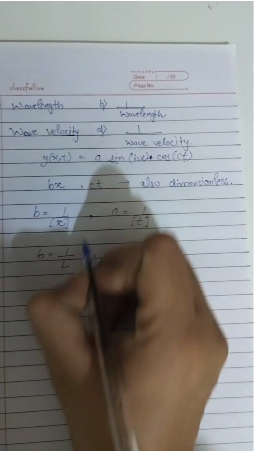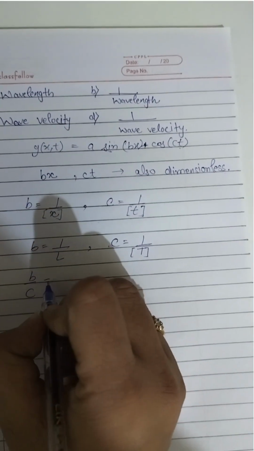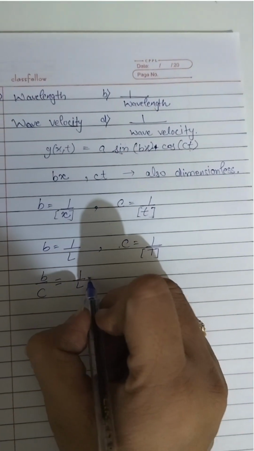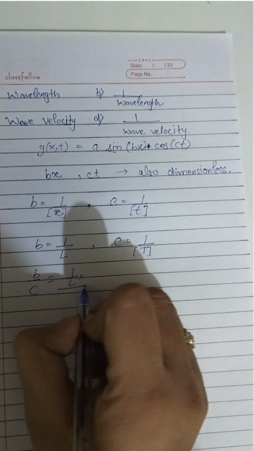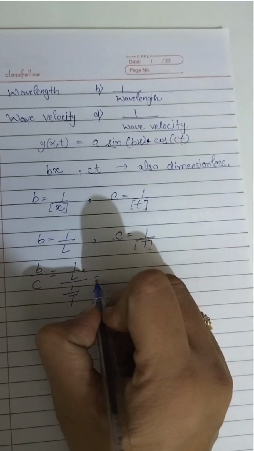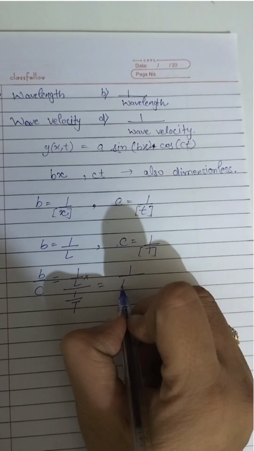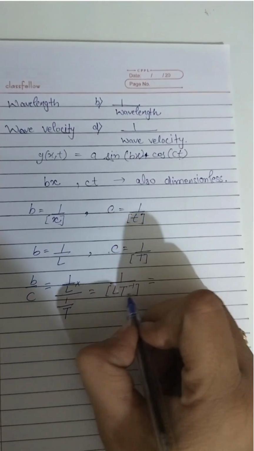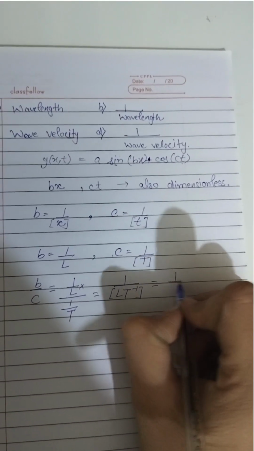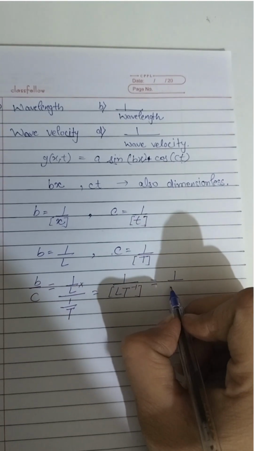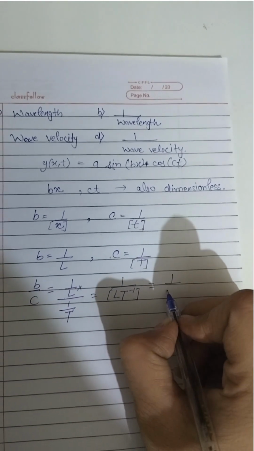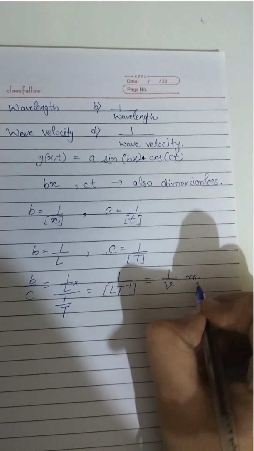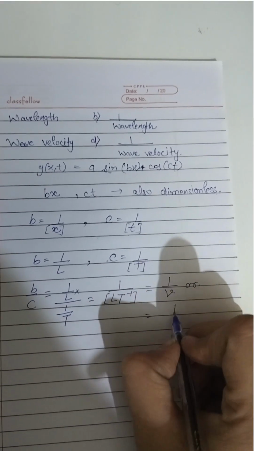If we find out the value of b by c, then here we get 1 by L upon 1 by t, that is equal to 1 upon L into t inverse. This is the form of the value of velocity, the dimension value of velocity. So here we can write 1 by v, or the value of velocity or 1 by.